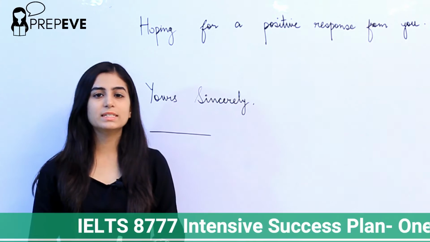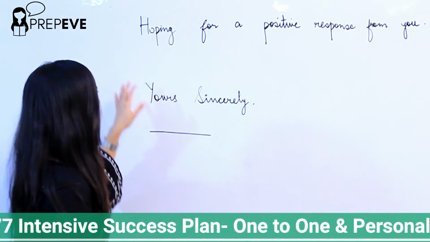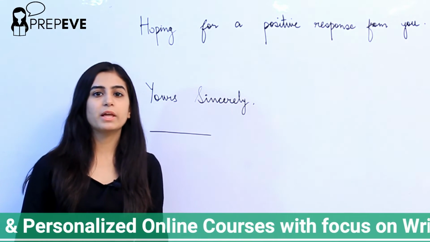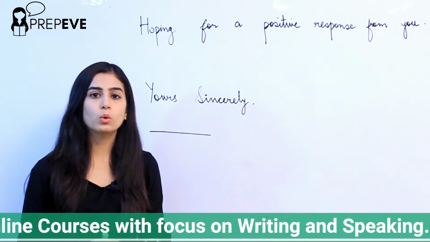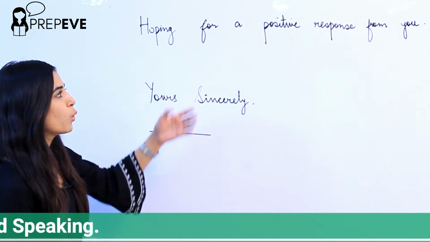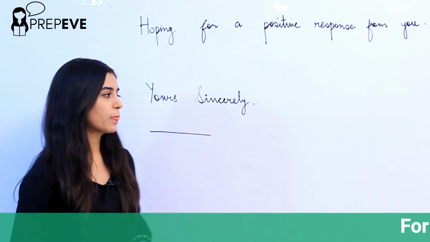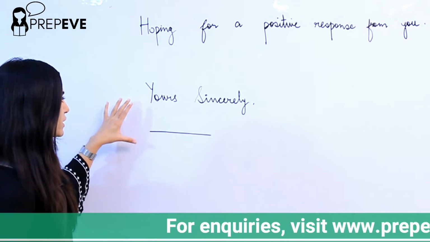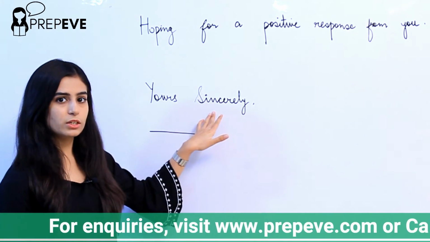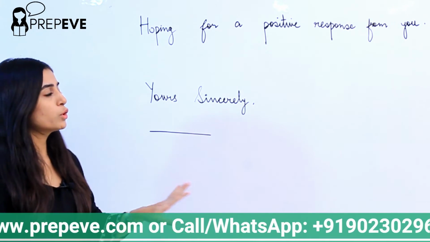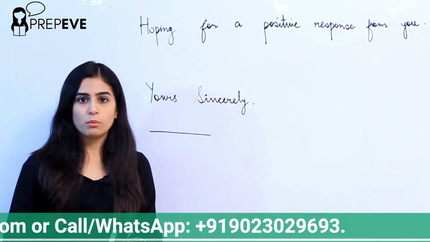Let's now conclude the semi-formal letter, hoping for a positive response from you. Now that we have told him that we have a problem for him and we have told him the actions that are desired out of him, we just can hope for a positive response from him. Now there comes the closing of the letter, which is also called the valediction, that is yours sincerely, and then you write your own name here. Okay, this is how you end a semi-formal letter.